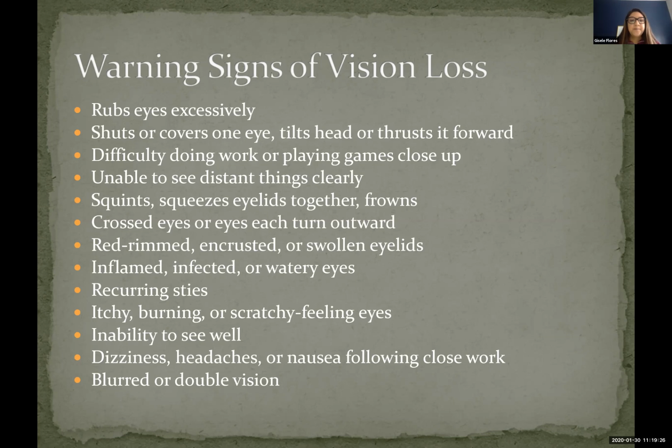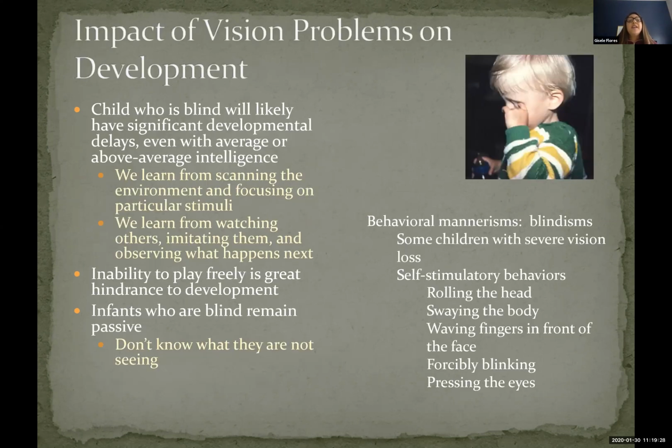Okay, keep going. So what are the impacts of vision development or vision problems during development? So a child who's blind will likely have significant developmental delays, even with average or above average intelligence. I want you to think about how you take in information about your world as a seeing person. You look at it, right? You look and somebody says, oh, that's a tree.